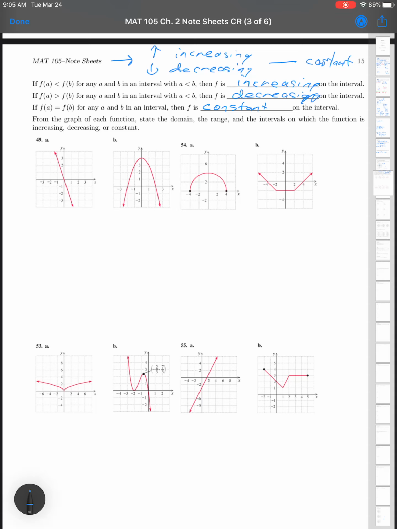So I've given us a number of graphs here, and so for each one of these, we can talk about the idea of domain, range, increasing, decreasing, and constant.